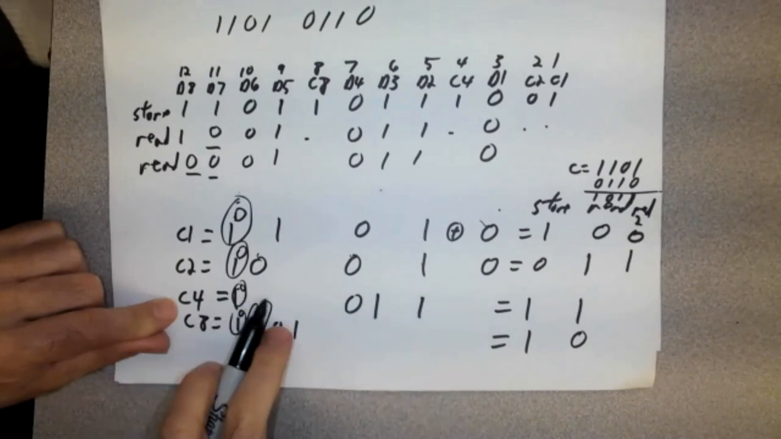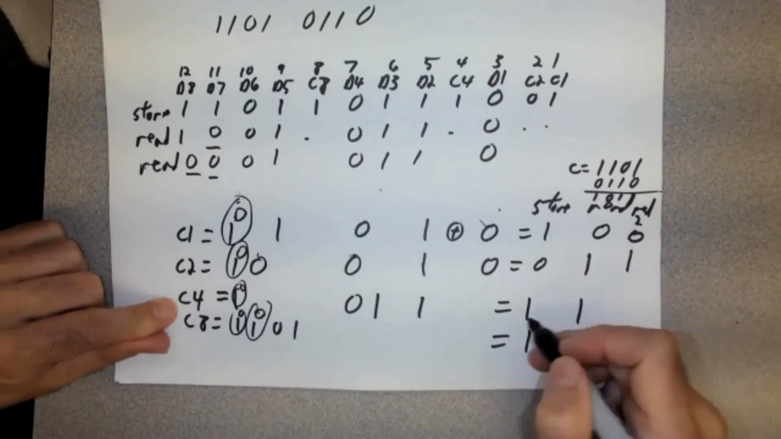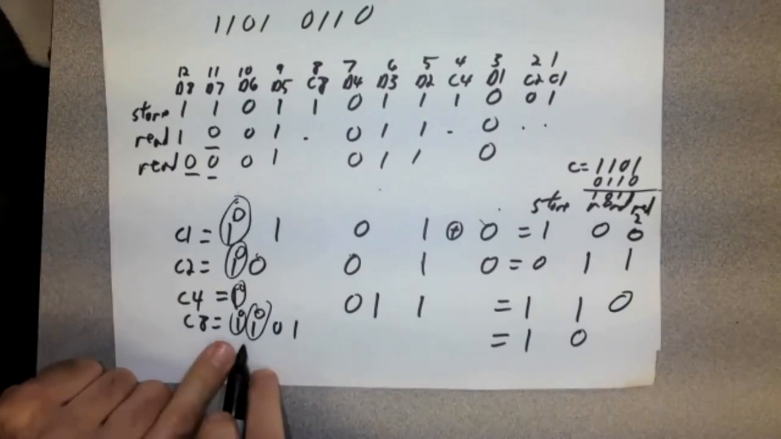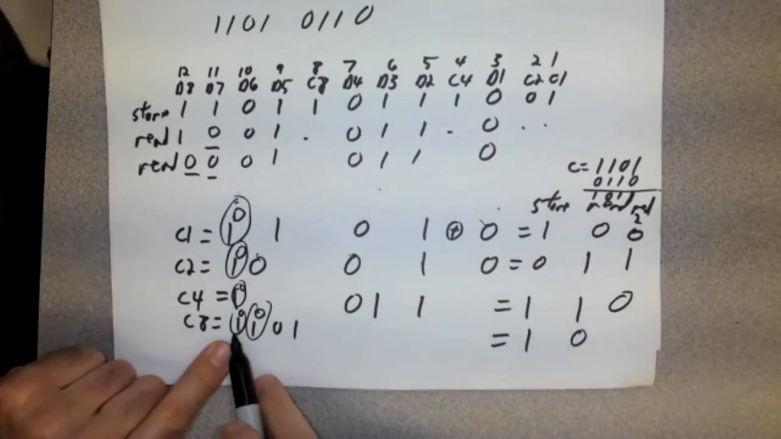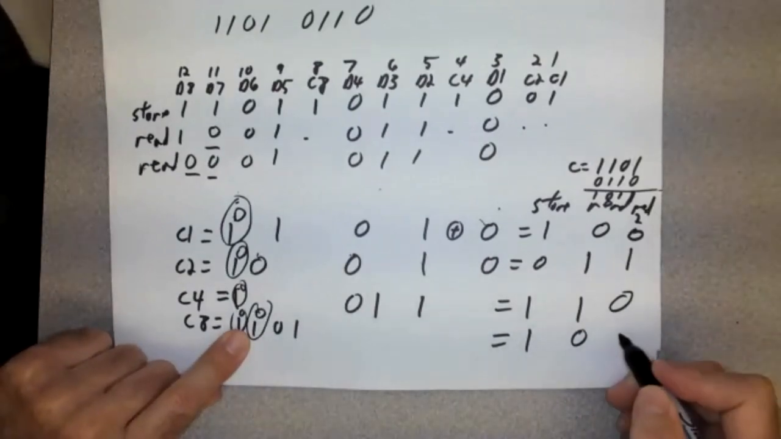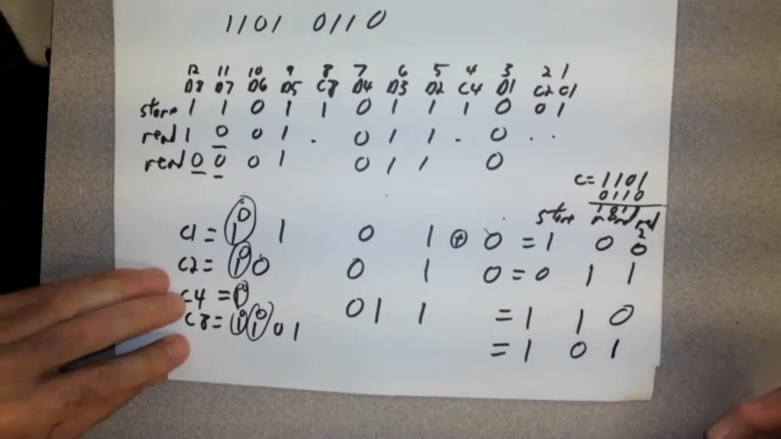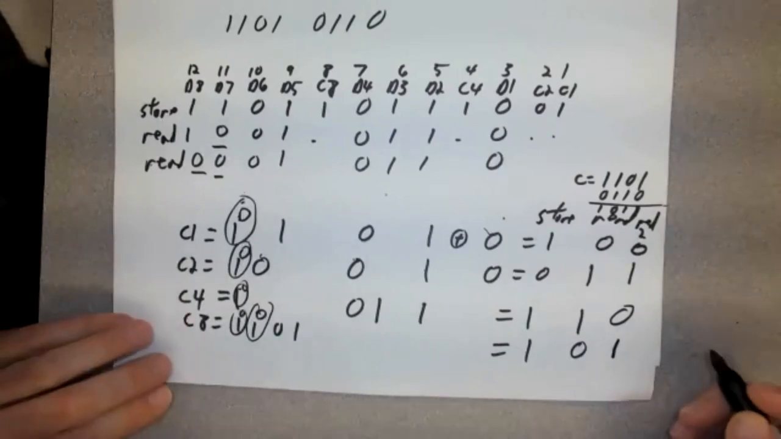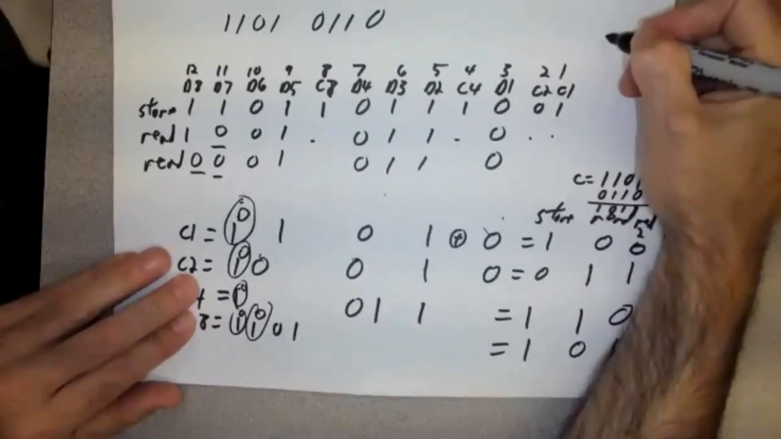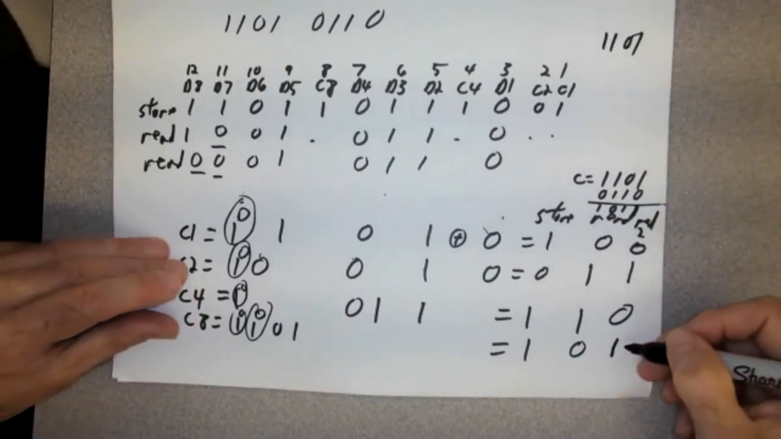Our C4 is going to change here. So we had 2 ones. So the parity bit is 0 in this case, and C8 now has two zeros and a one. So it needs to go back to a one here, right? So in that case, what do we get? 1, 1, 0, 1. And this is 1, 0, 1, 0.